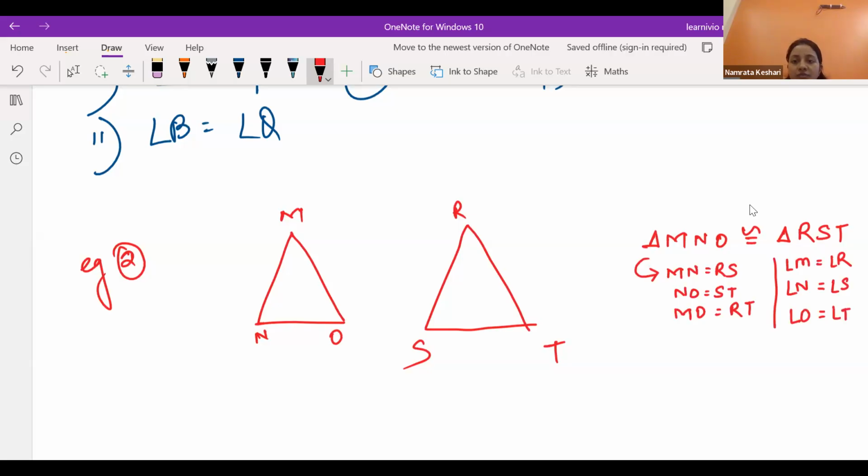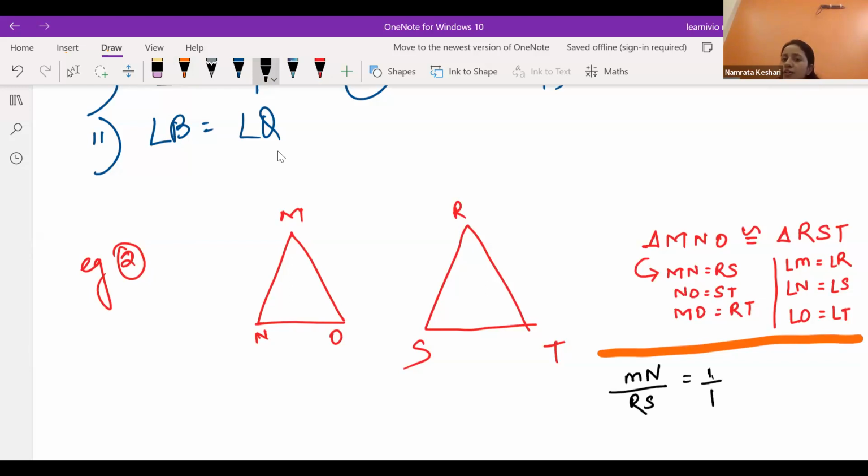Now, let's check whether they are similar or not by checking the ratio. If you check, you will find that the ratios are 1 is to 1. That means MN by RS, you are finding the ratio just to check, and you realize these two are the same. So if this is x, this is also x, that means the ratio is 1:1.